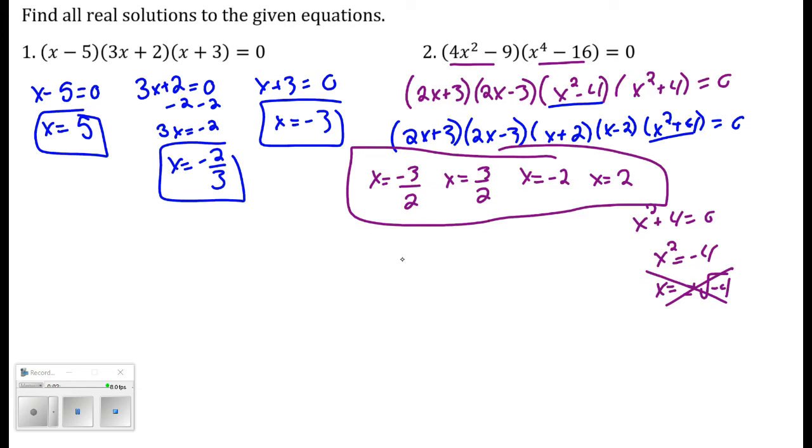You might see this written as x equals plus or minus 3 over 2, and x equals plus or minus 2.